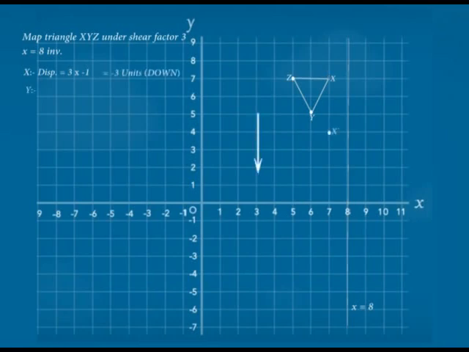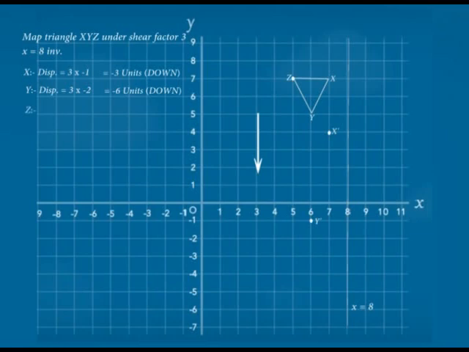Point Y. Perpendicular distance from the invariant line is -2 units. S is 3. Displacement is -6. That is -2 times 3. So we move 6 units downwards.